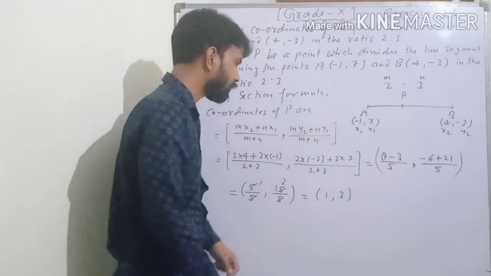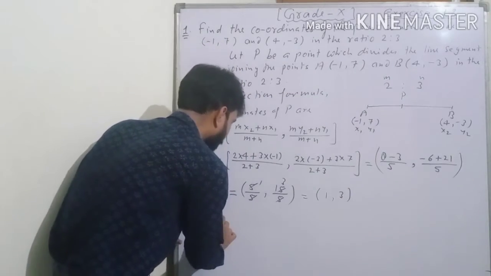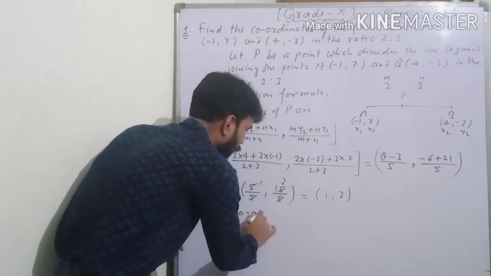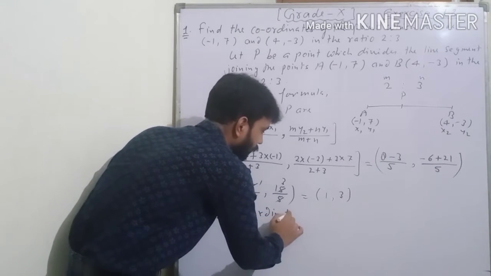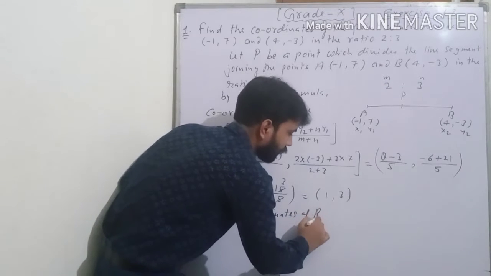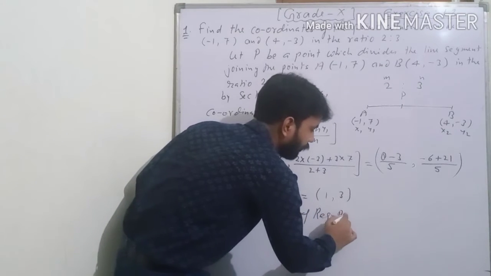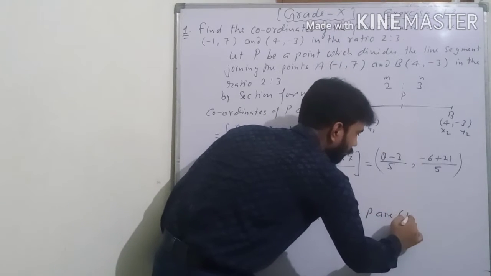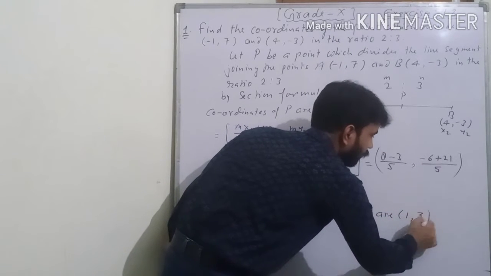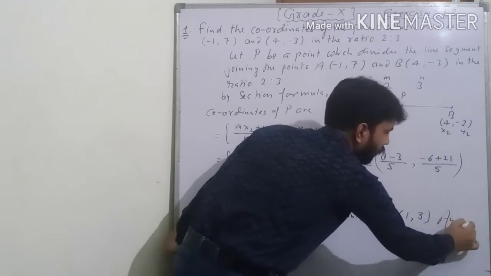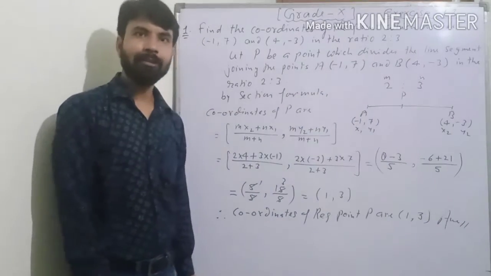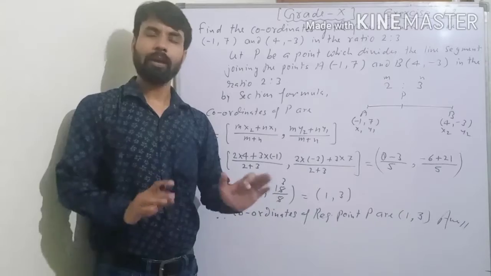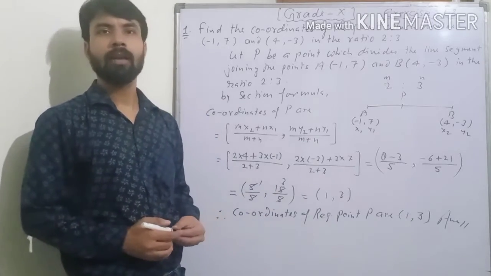So at last we will have to write, hence coordinates of required point P are 1, 3. This is our answer. Clear? Simple question. Okay, students. Now pause the video and note the solution.